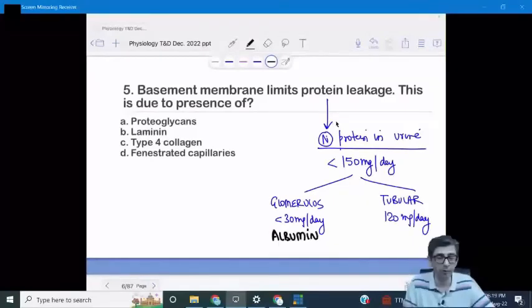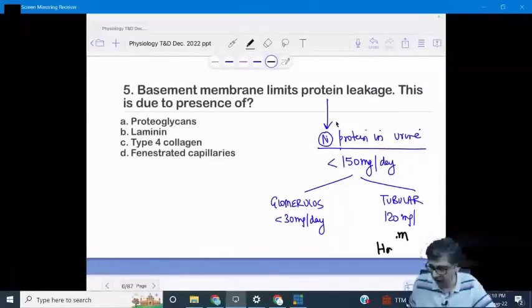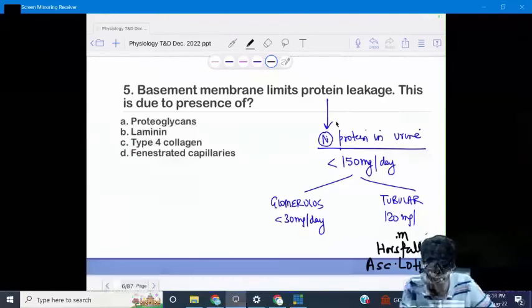And the protein that is here is called Tamm-Horsfall protein. This Tamm-Horsfall protein is produced by, I think it's a previous question, everybody knows that Tamm-Horsfall protein is produced by the cells of the ascending limb of the loop of Henle.